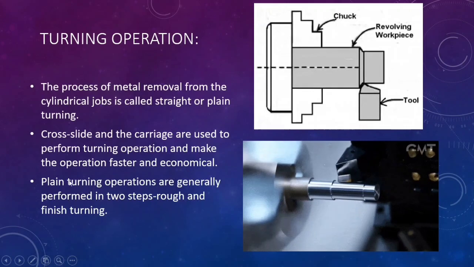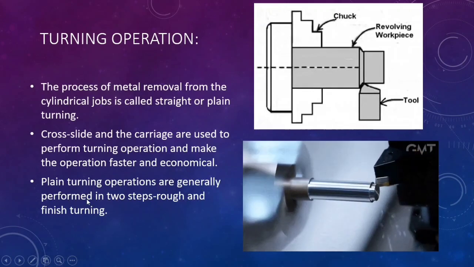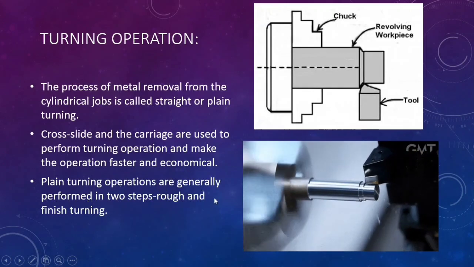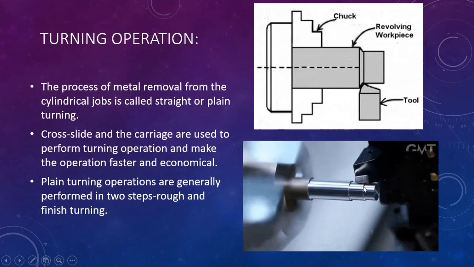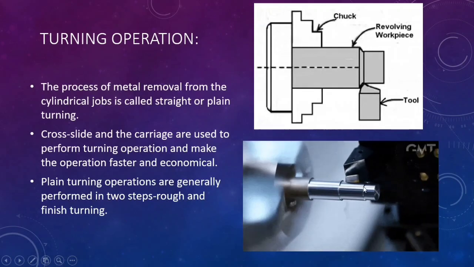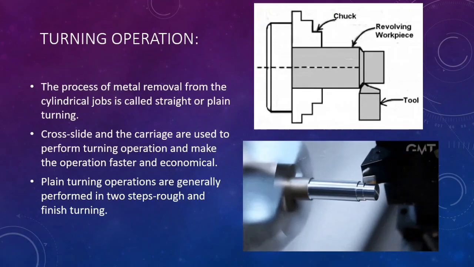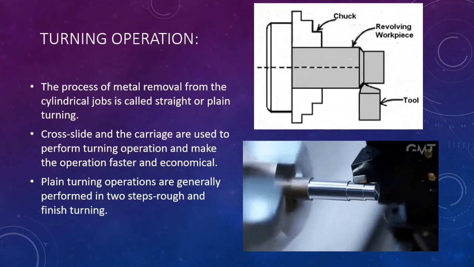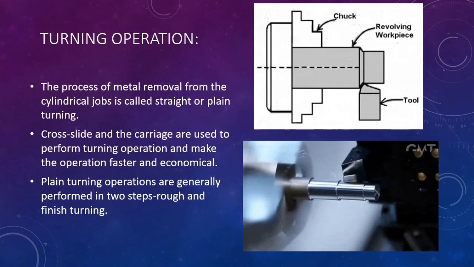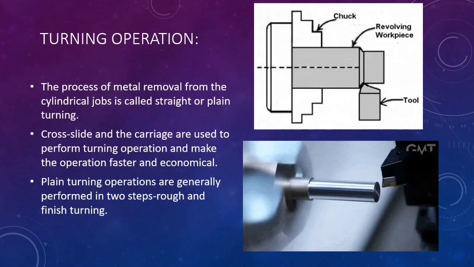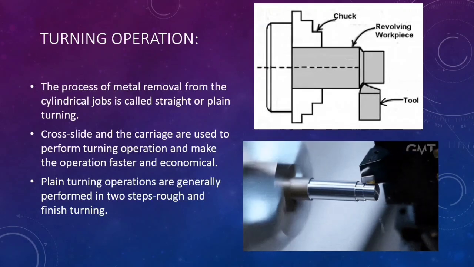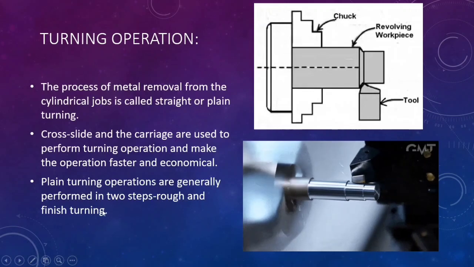The plane turning operations are generally performed in two steps, rough and finish turning. Initially, the first step is rough turning. Rough turning is the same process, done by leaving some amount of material on the surface for the finish turning. In finish turning, we have a smaller feed and depth of cut. By that we can achieve a better finish. That is why it is called finish turning.